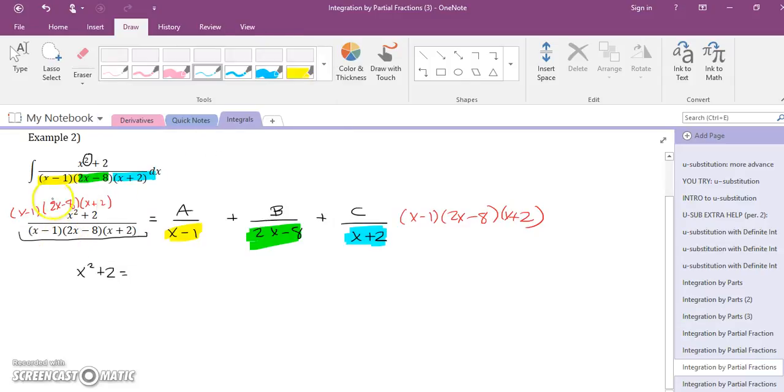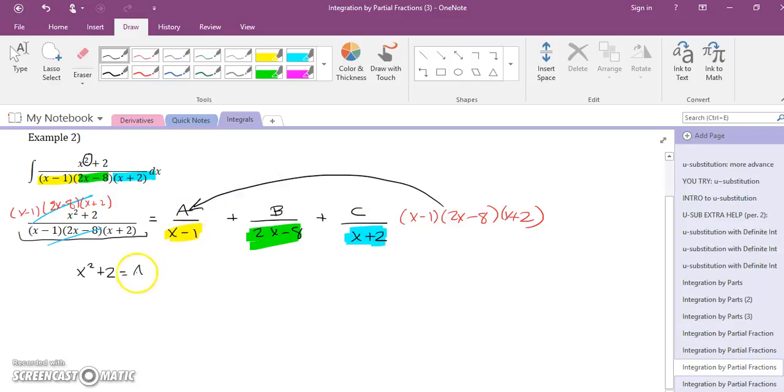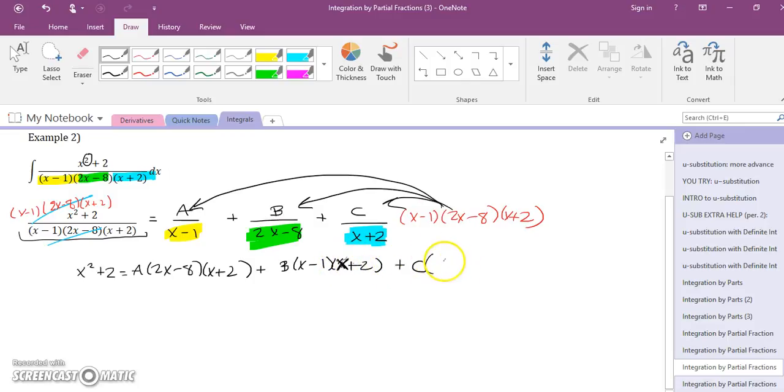Notice what cancels here. I squeeze this in over here. This whole thing basically cancels out. You're left with just x squared plus 2. And then when I multiply this by the a, x minus 1 cancels, and I'm left with 2x minus 8 and x plus 2. When I multiply it by the middle fraction, then I have b, x minus 1 and x plus 2 remain there, and then multiply by c, and there we go. The x minus 1 and 2x minus 8 are there.